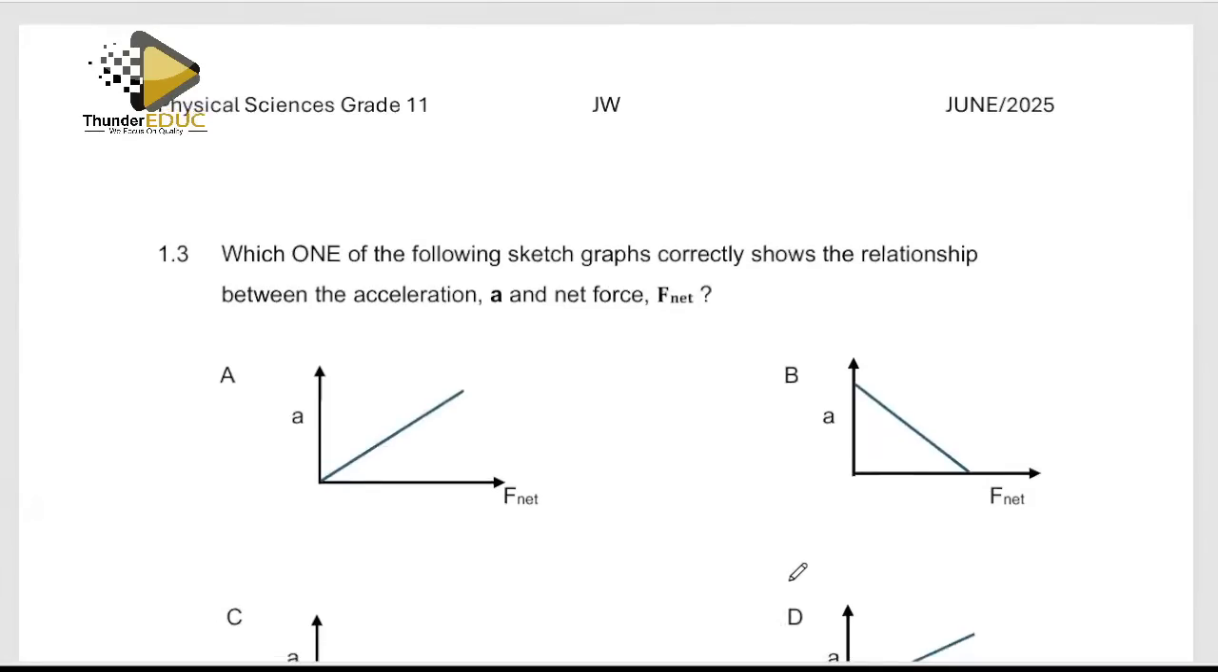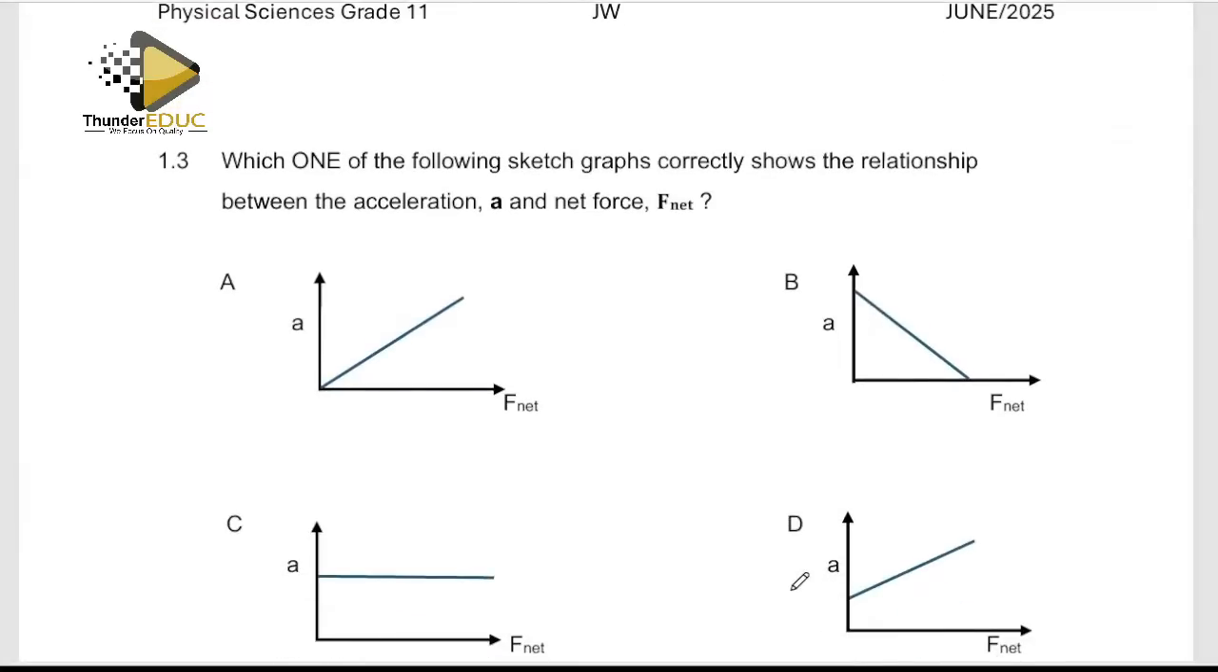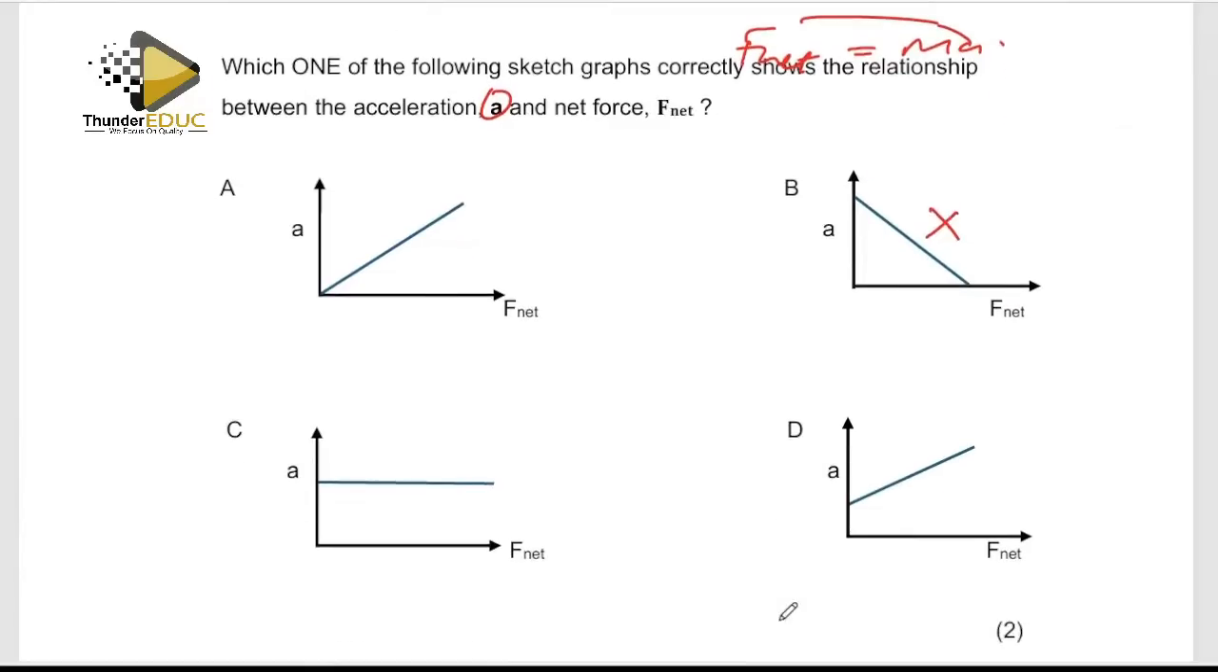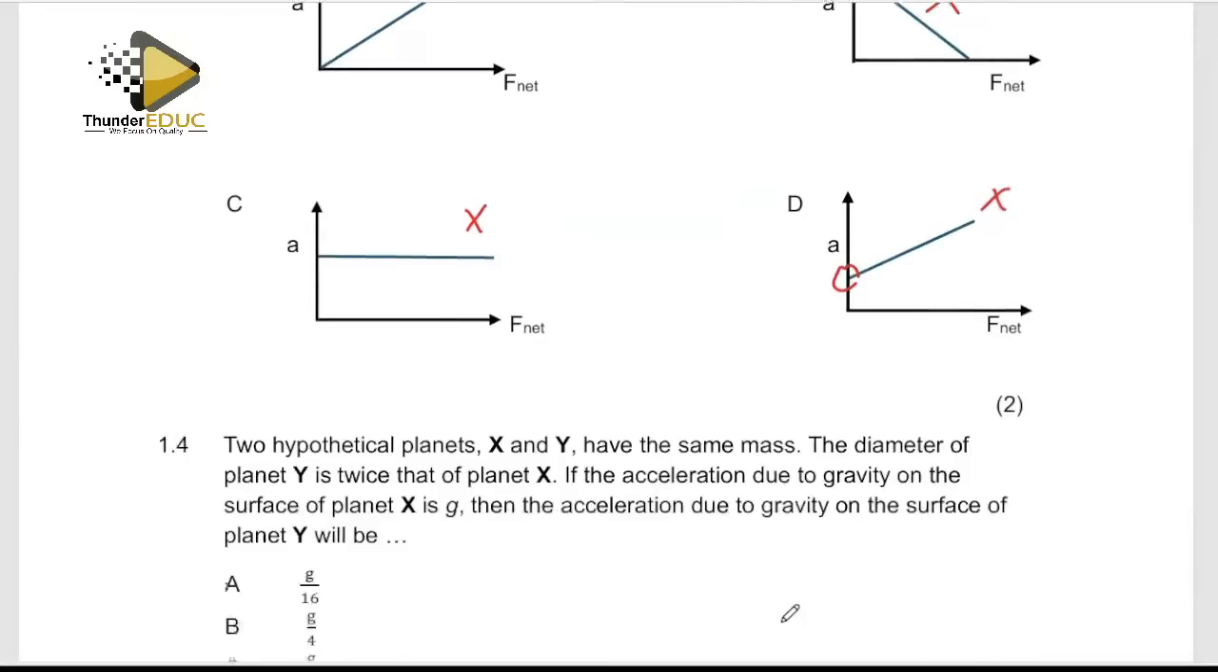Then 1.3. Which one of the following sketch graphs correctly shows the relationship between acceleration and the net force? We know that F net is equal to ma, so net force is directly proportional to the acceleration. This one is already out. This one is also out. This one has some bit of truth, but the starting point limits it, so it's also out. I'll take option A to be the correct one, directly proportional.